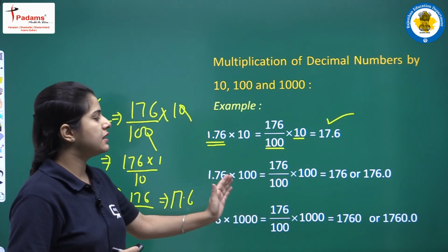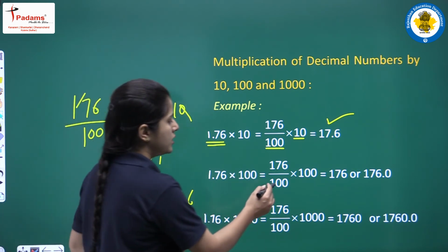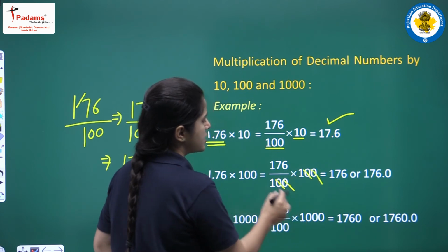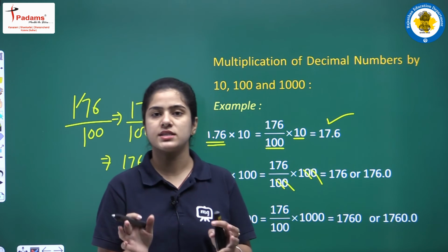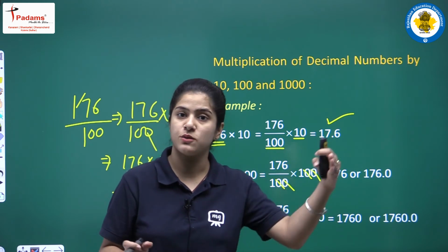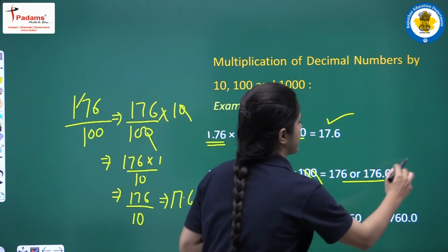Next, in a similar way, if you want to multiply by 100, now both the 0s will cancel out. So the answer can be 176, or when there is no decimal, we can also write it by placing a decimal and as many 0s as you want. So this can also be your answer.